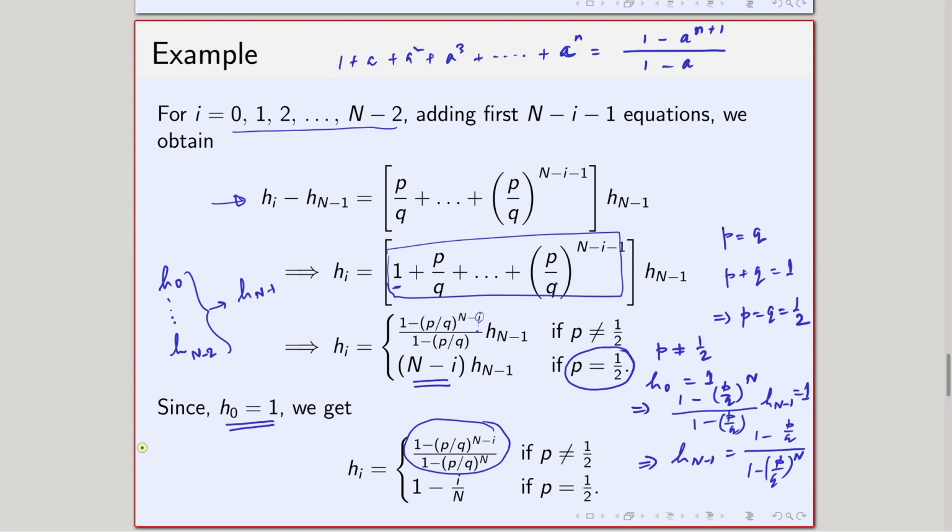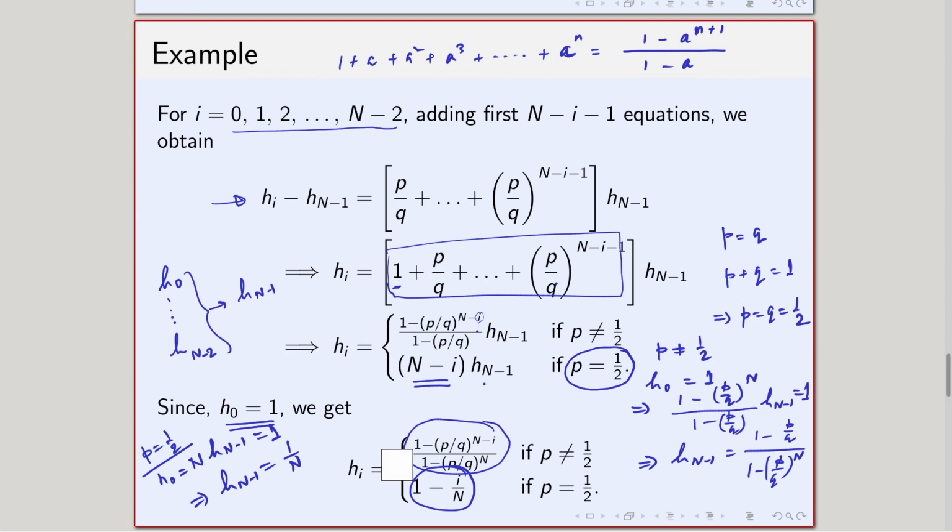Similarly, for p equals half, we can proceed. For p equals half, h0 is basically from here nothing but n times h n minus 1, and this has to be 1. This says that h n minus 1 has to be 1 by n. So if I again plug in that value here, it turns out that when p equals half, hi is nothing but 1 minus i by n. For p equals half, hi equals 1 minus i by n.